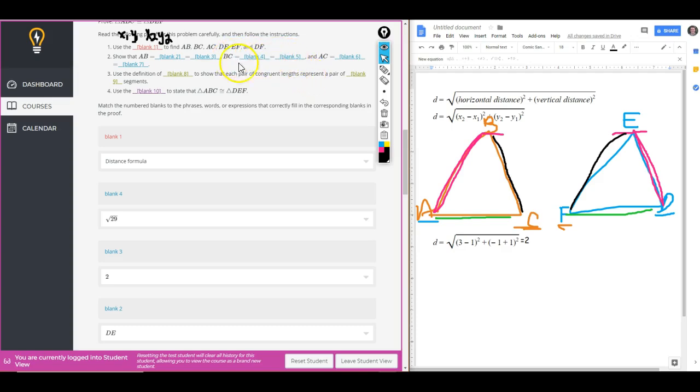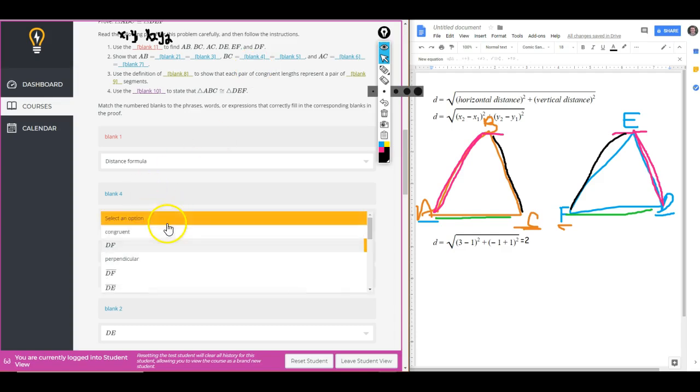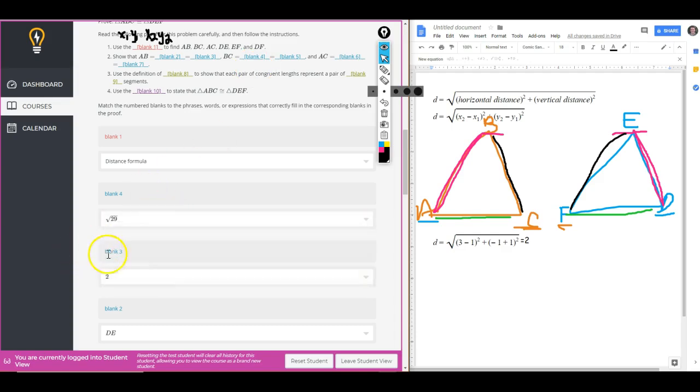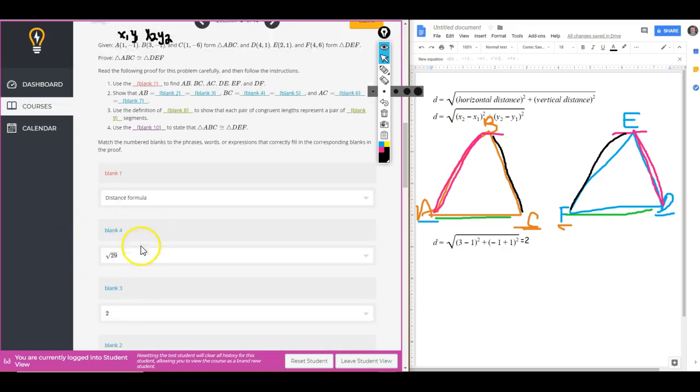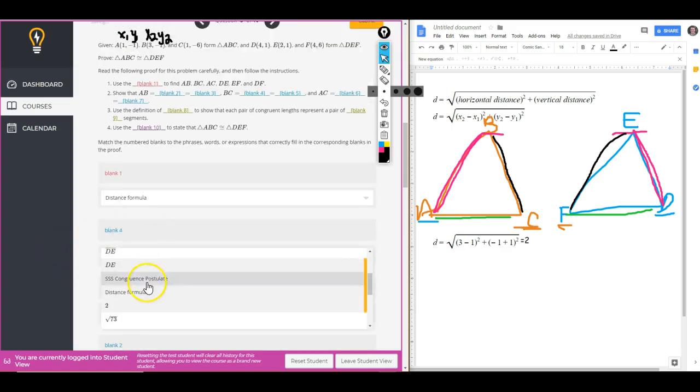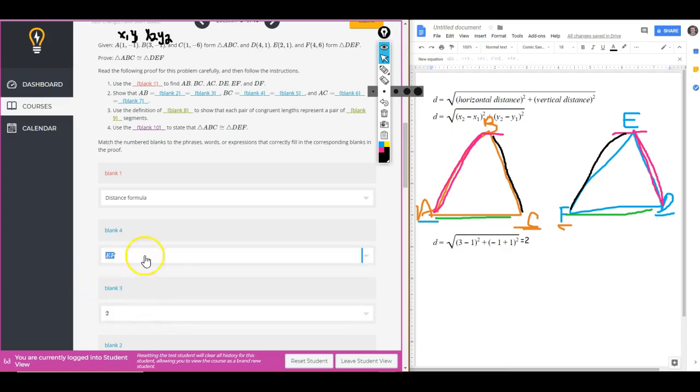Blank 4, segment BC, corresponds to segment EF. So blank 4 is going to be segment EF, because it's its corresponding segment. And then we're going to find what the distance is for that.